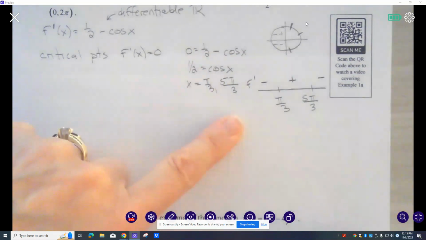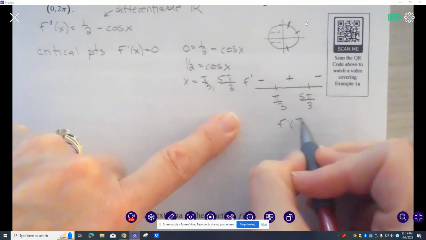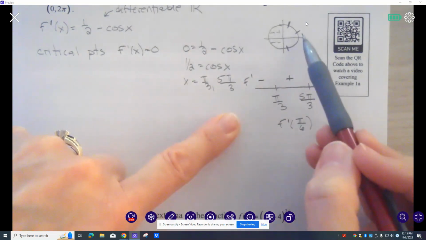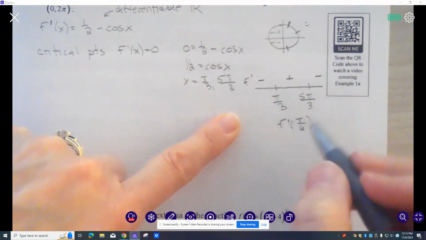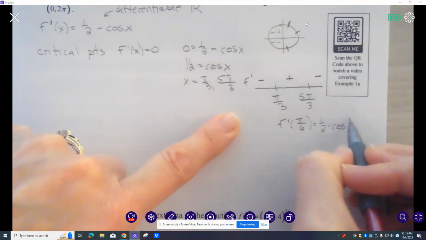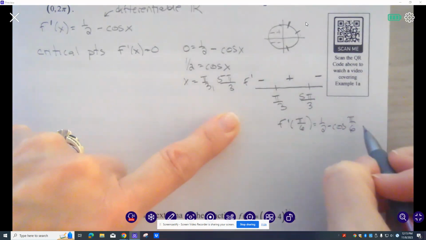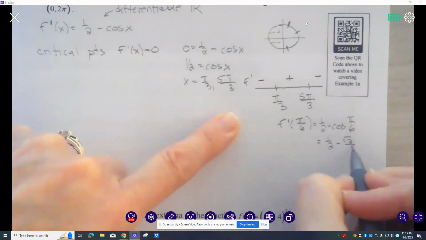So I'm not going to go through all of these, but for instance, if you check f prime of pi over 6, so that would be here. So that would be to the left or smaller than pi over 3. You would have 1/2 minus cosine of pi over 6. And that would be 1/2 minus square root of 3 over 2.